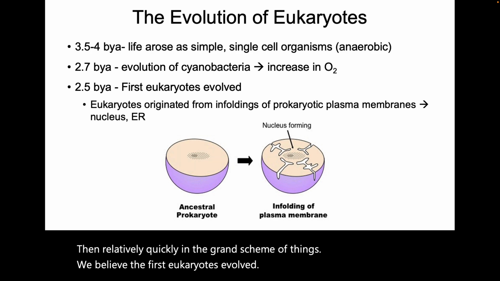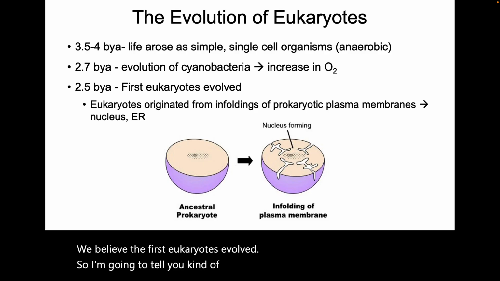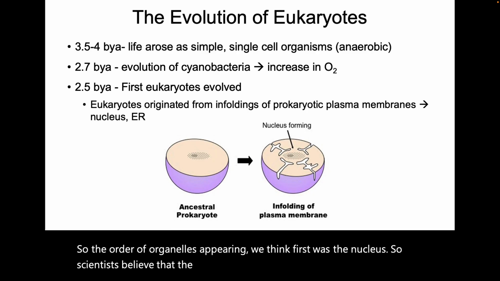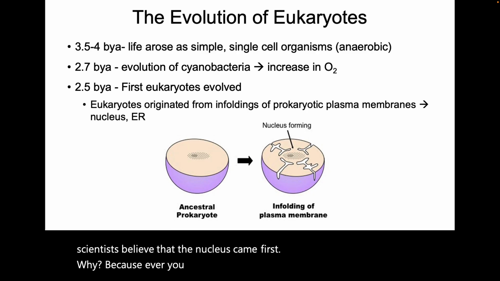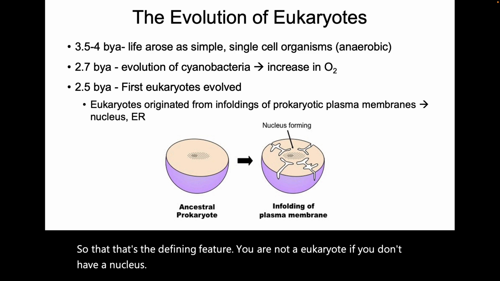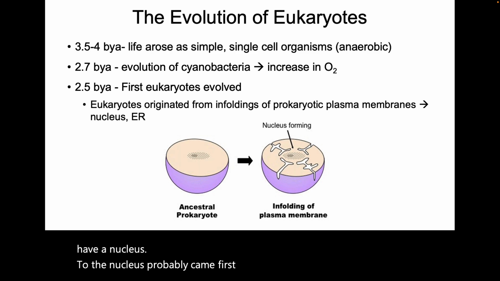So I'm going to tell you the order and explain why. The order of organelles appearing, we think first was the nucleus. Scientists believe that the nucleus came first. Why? Because every eukaryote has a nucleus. So that's the defining feature. You are not a eukaryote if you don't have a nucleus. So the nucleus probably came first. If everybody has something, it had to come early.